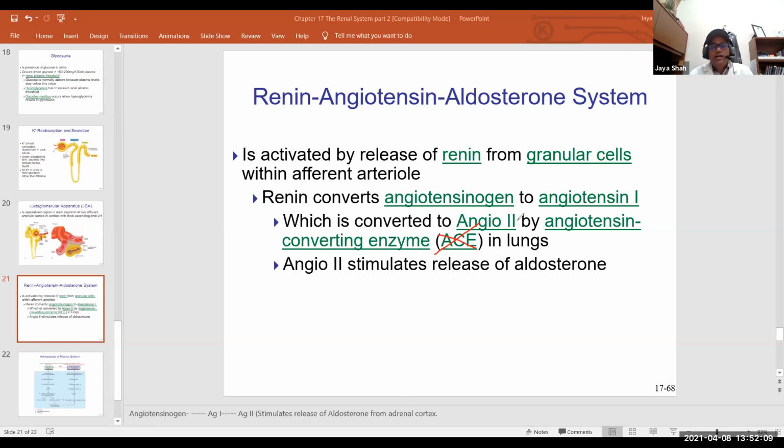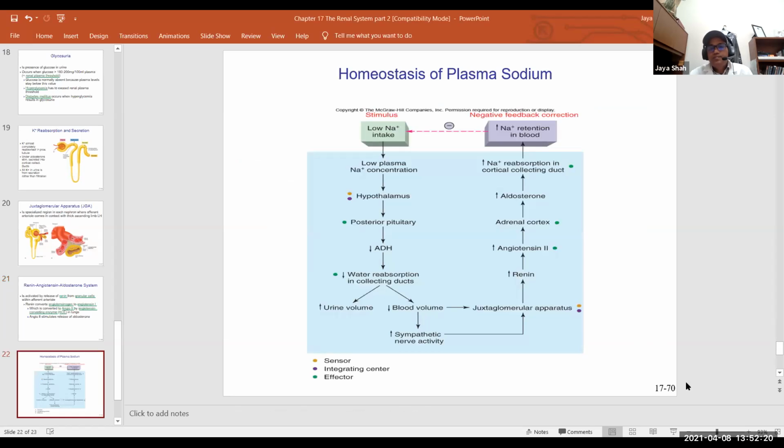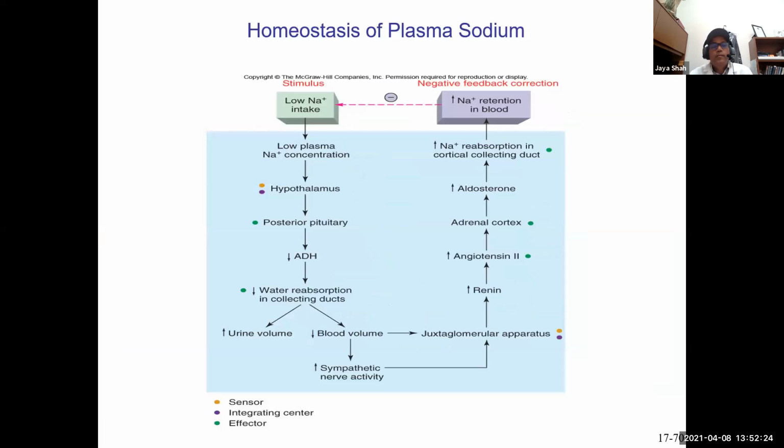So let's see here for detail again. Let's see what happens when you have low sodium. Low sodium intake, low plasma sodium concentration sensed by the hypothalamus, the posterior pituitary will reduce ADH, and then water reabsorption in the collecting duct is reduced. So you have more urine volume, and you have reduced blood volume, and that will reduce your blood pressure ultimately.